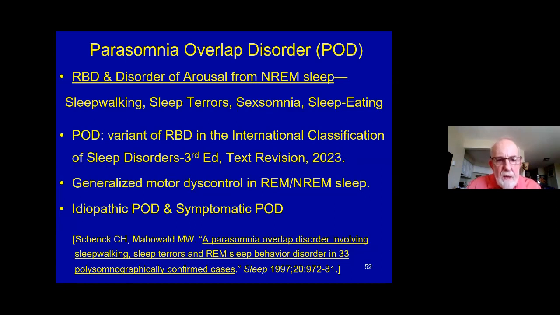Now, we identified the parasomnia overlap disorder in 1997, and basically it involves RBD and a disorder of arousal from non-REM sleep, involving sleepwalking, sleep terrors, sexsomnia, abnormal sexual behaviors during sleep, and sleep-related eating disorder. And this is classified as a variant of RBD in the International Classification of Sleep Disorders, 3rd edition. So we really are identifying a generalized motor dyscontrol across REM and non-REM sleep, and there's both idiopathic parasomnia overlap disorder and also symptomatic parasomnia overlap disorder. This is another new frontier with RBD research.